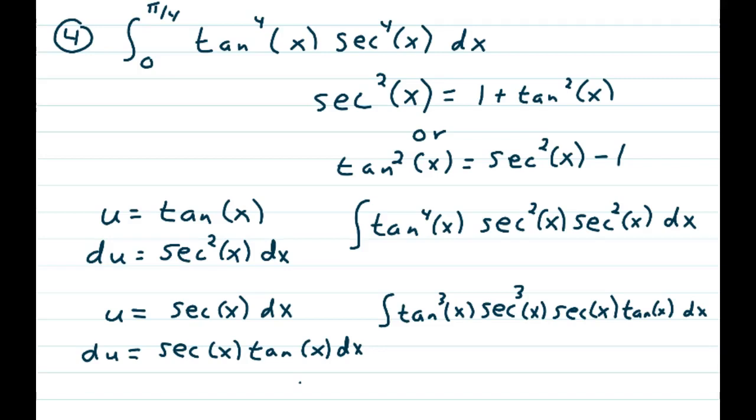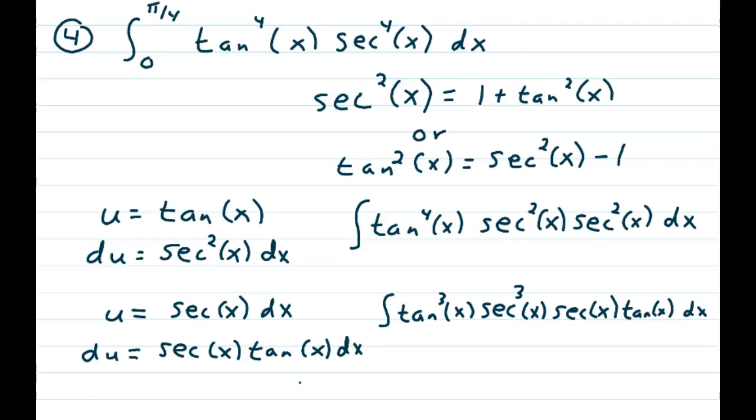Secant squared of x is equal to 1 plus tan squared of x, or tangent squared of x is equal to secant squared of x minus 1. So looking down the road, we have two choices. u could end up being the tan of x, with the derivative being secant squared of x dx, or u could be secant of x, and the derivative would be secant x tan of x dx.